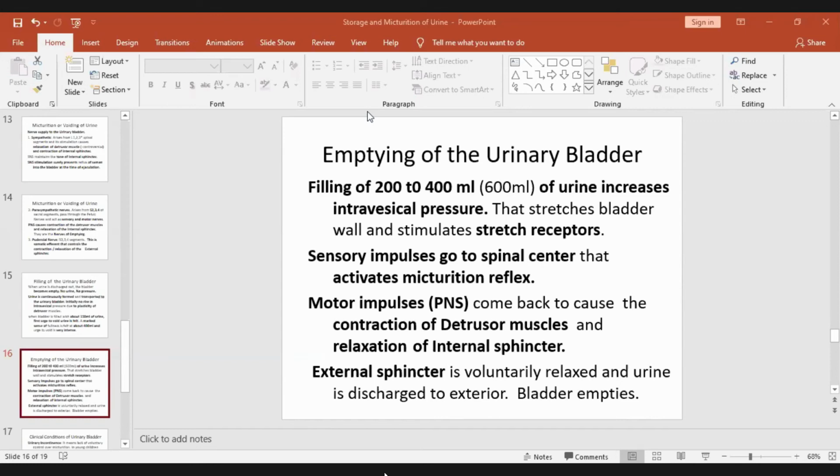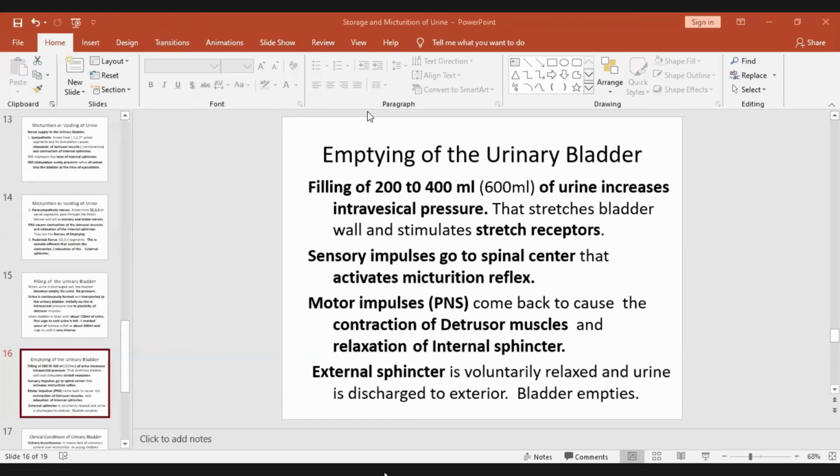Now the micturition reflex is going on. Motor impulses come back to cause contraction of the detrusor muscles and relaxation of the internal sphincter when the collection is 400 ml. When the period is over, that is, when the one hour lecture is over, you are free to go out and attend the toilet.